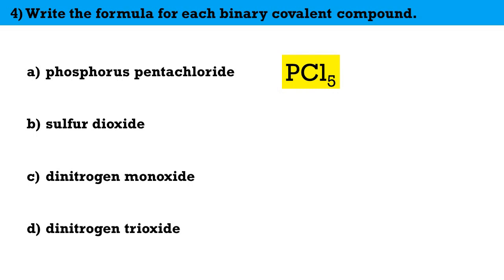Letter B. Sulfur dioxide. Its formula is SO2. The prefix di indicates that there are 2 atoms of oxygen. Letter C. Dinitrogen monoxide. Its formula is N2O. The prefix di indicates that there are 2 atoms of nitrogen. The prefix mono indicates that there is only one atom of oxygen.